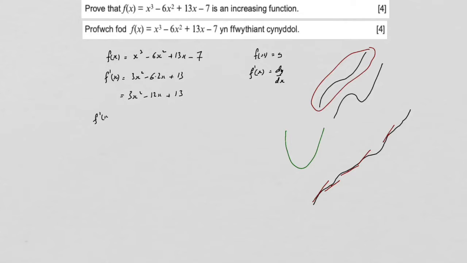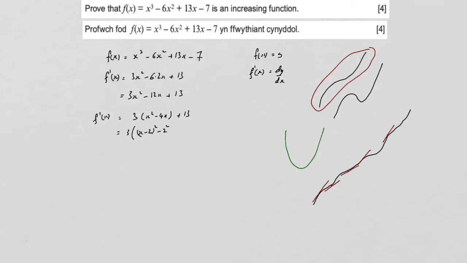we can say that f dash of x will be 3 times x squared minus 4x plus 13, and that is going to be 3 times, remember when we complete the square we halve the coefficient of x, and then we have to take away that 2 there squared, which would be an extra bit.